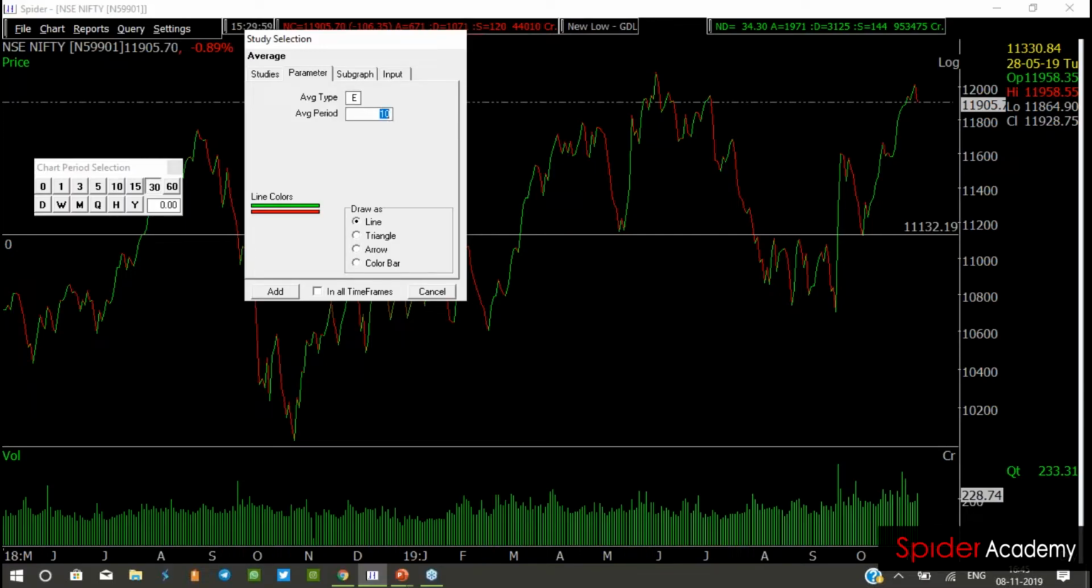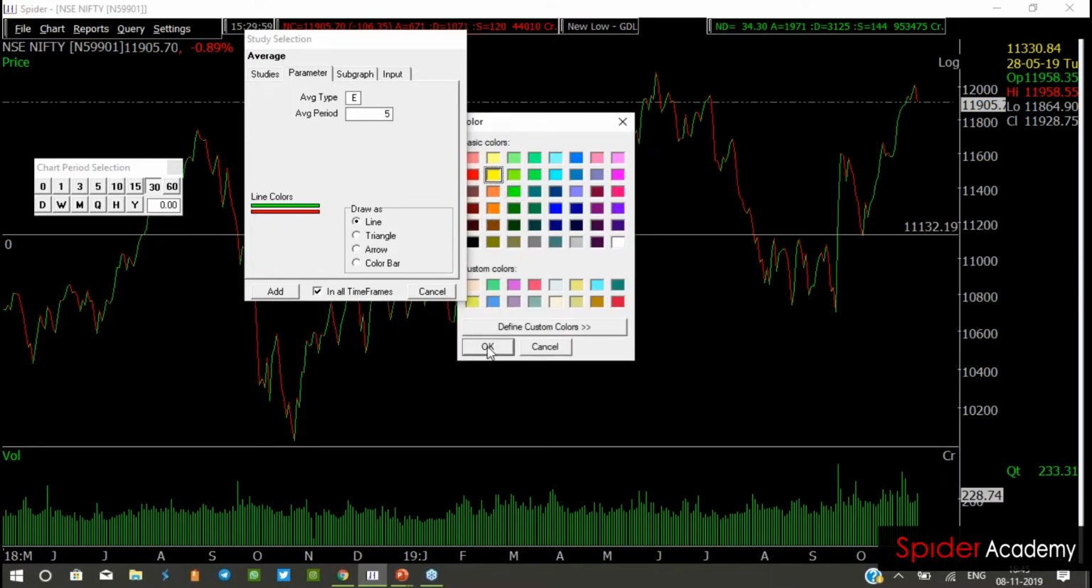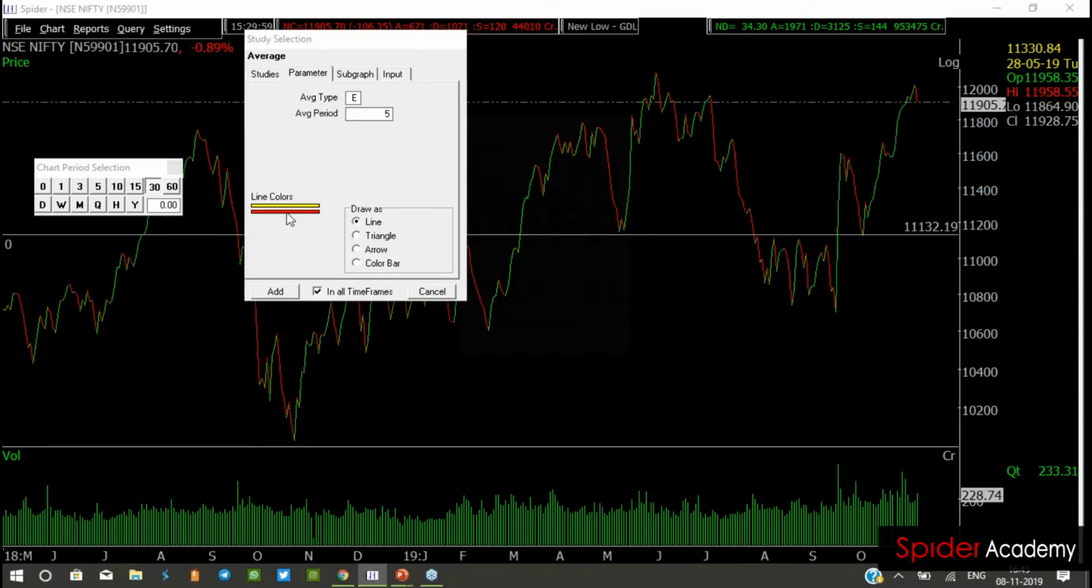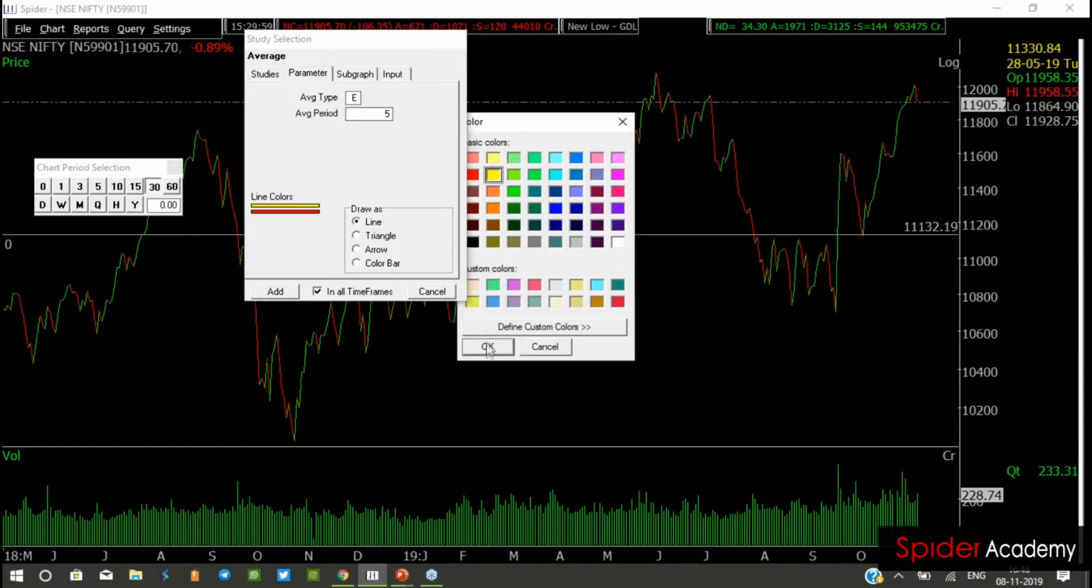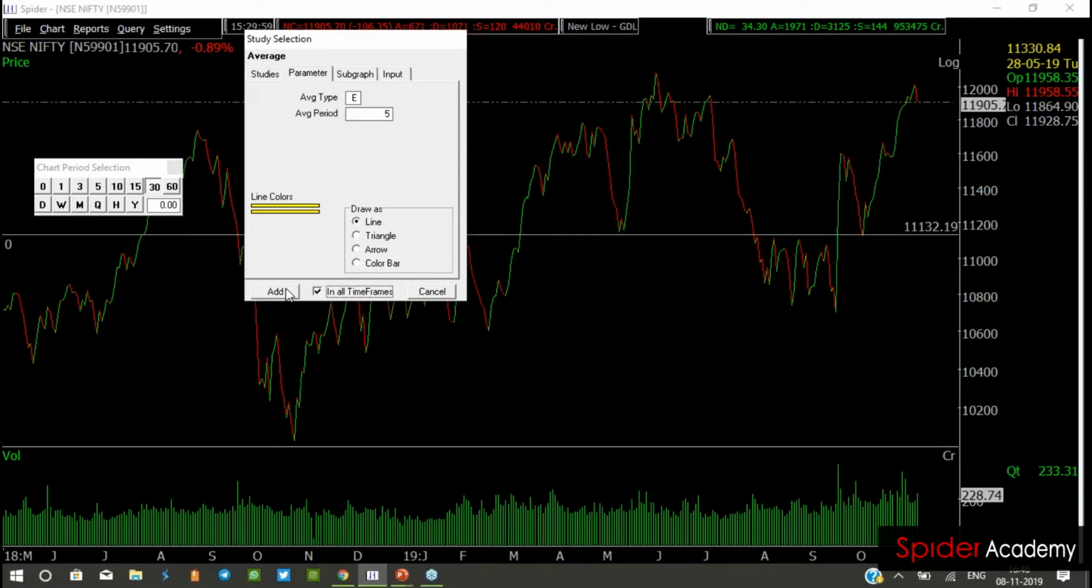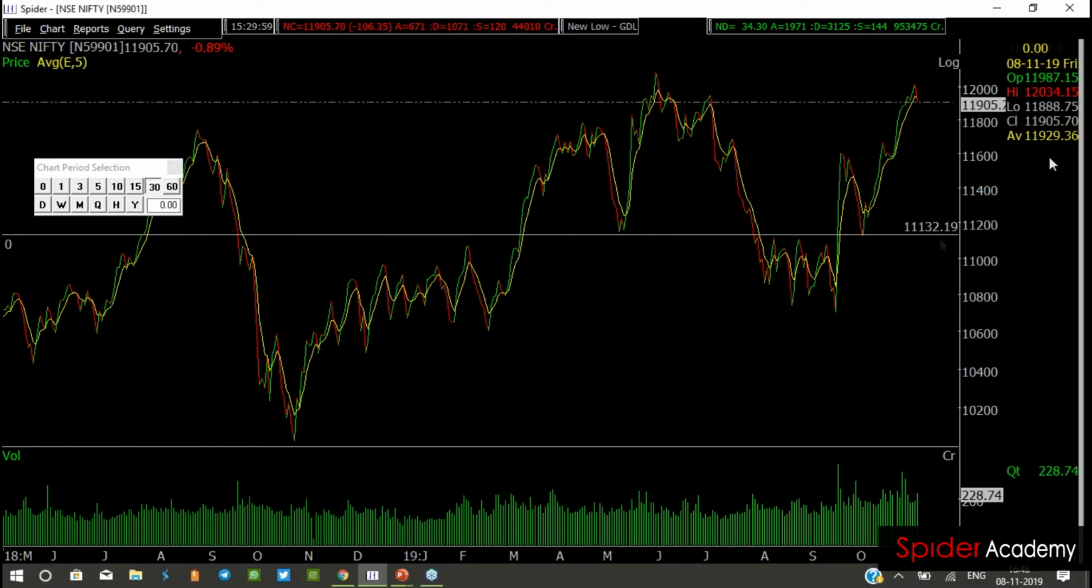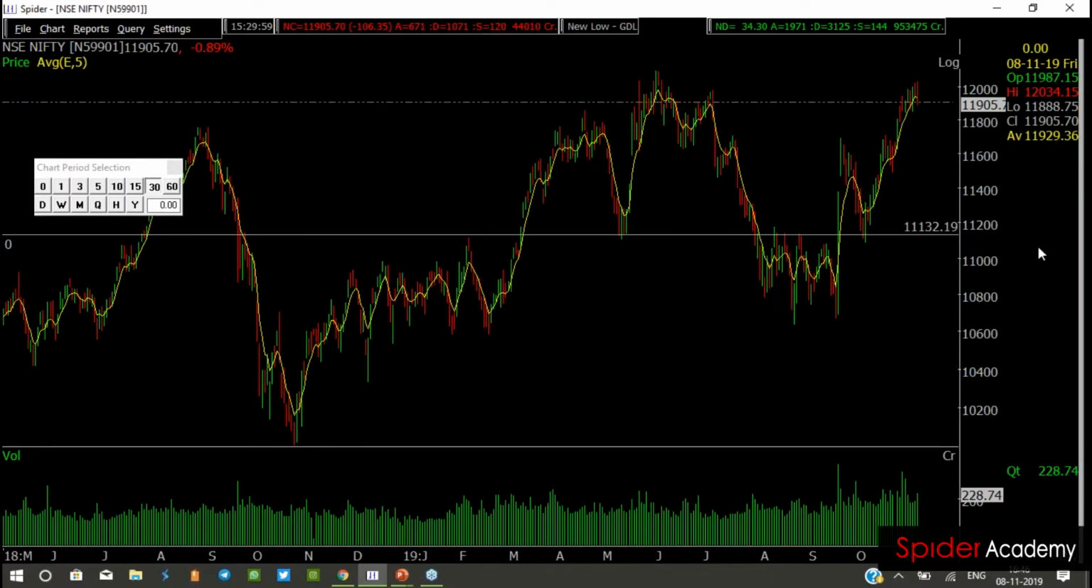Here I am taking an exponential moving average of 5. We change the color for a better presentation so we can easily spot it. Now, if we see over here, see how the price fluctuations have smoothened out. We do not have too many price fluctuations happening over here.